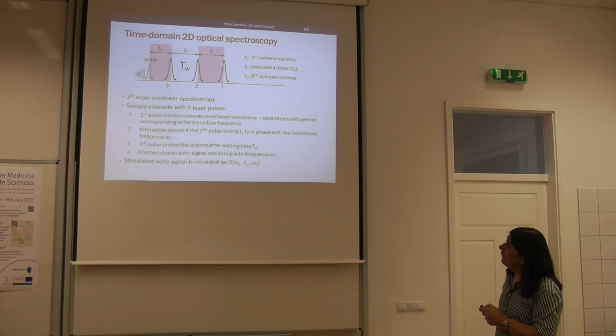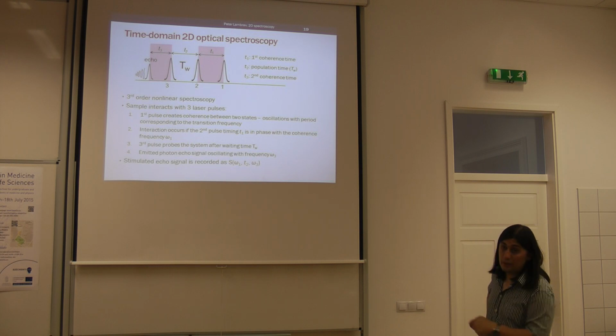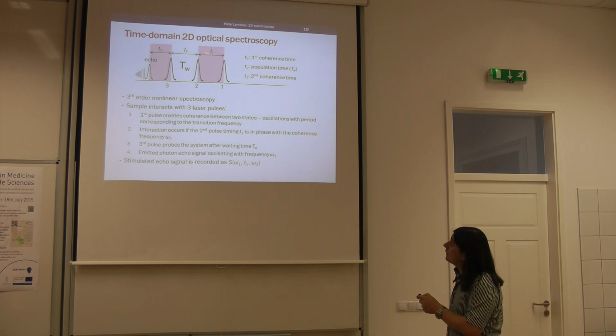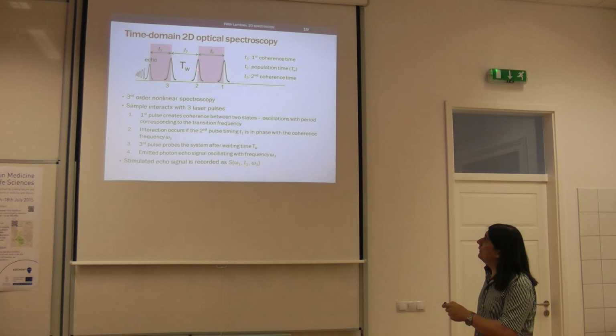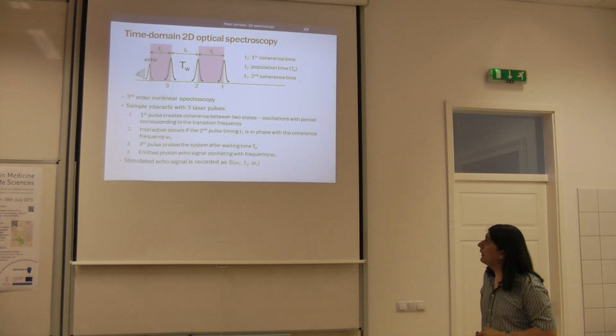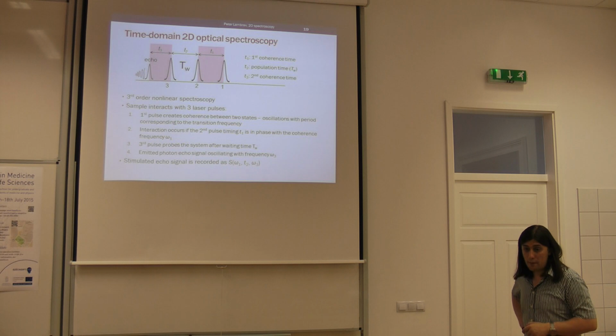We have now, as I said, 1, 2, and 3, actually 3 delays. Delay between the first 2 pulses, delay between the second 2, and delay between the third and the signal. This delay is called coherence time, and this is called waiting time or population time. What happens in the coherence time?